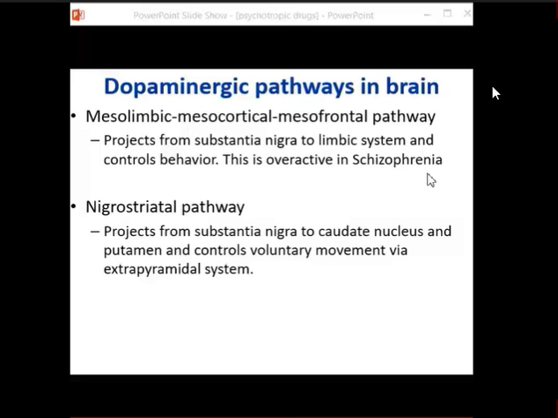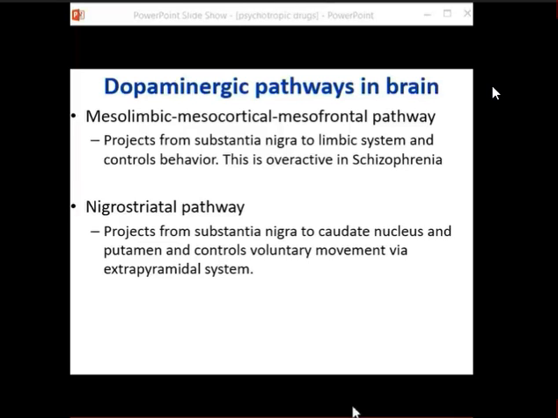Similarly, the nigrostriatal pathway is a dopaminergic pathway that projects from the substantia nigra to the caudate nucleus and putamen. It mainly controls voluntary movement through the extrapyramidal system. Antipsychotic drugs block the D2 receptors in the mesolimbic dopaminergic pathway, which has the antipsychotic effect, but they also block D2 receptors in the nigrostriatal pathway, in the basal ganglia, causing extrapyramidal symptoms.